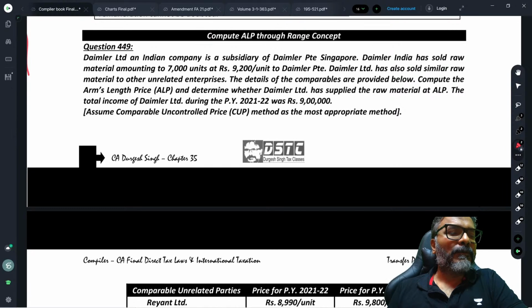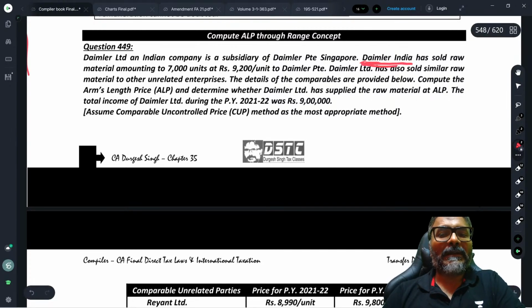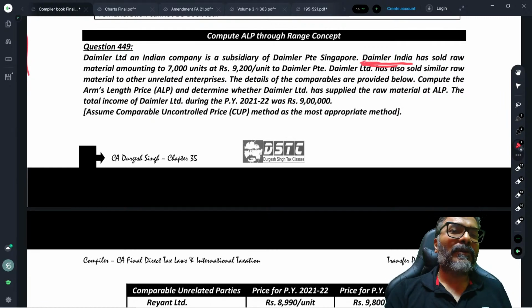In this question number 449, students, Daimler Limited, an Indian company, is a subsidiary of Daimler PTA Singapore. Daimler India has sold raw material amounting to 7,000 units at 9,200 per unit. So the Indian Associated Enterprise has sold the raw material amounting to 7,000 units at rupees 9,200 per unit. That is the sale that has been done in this regard.